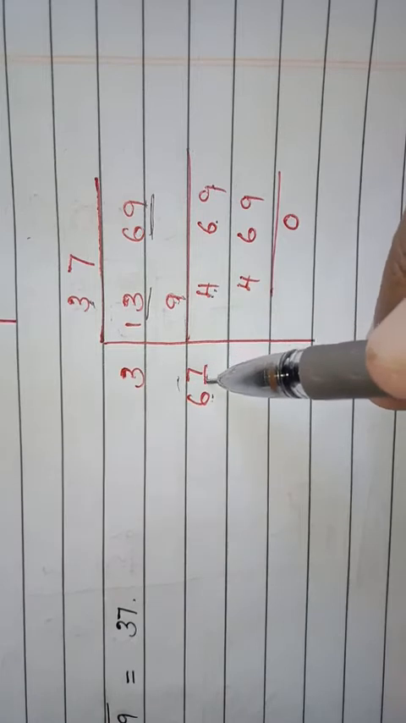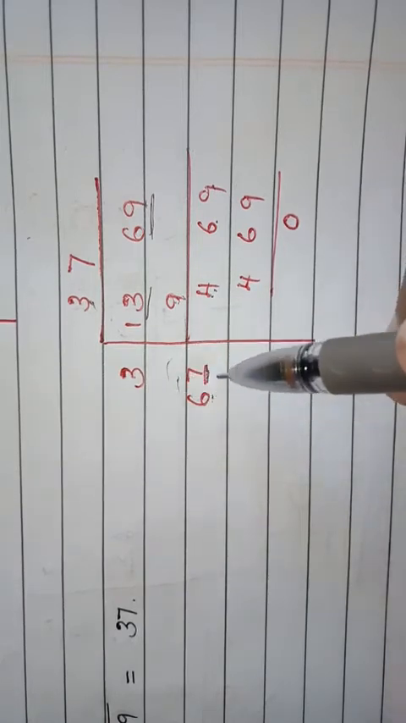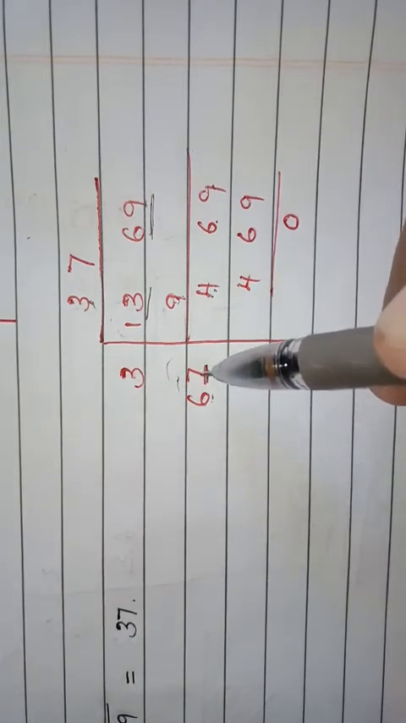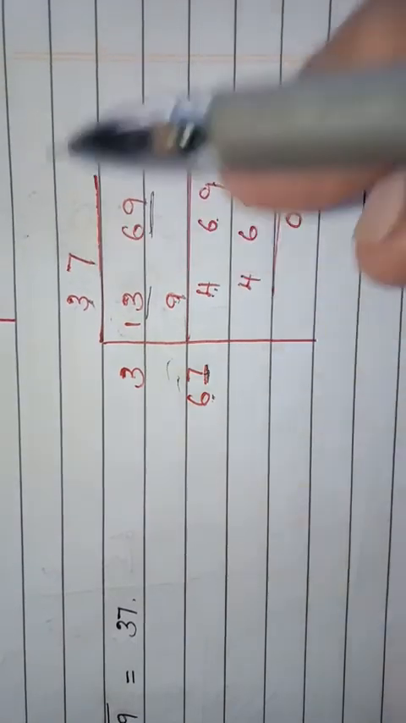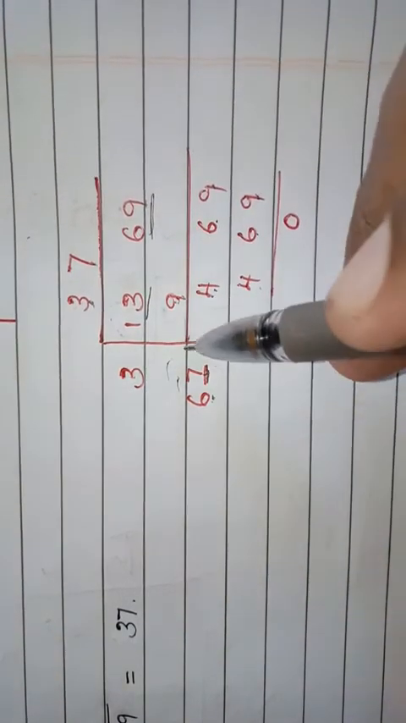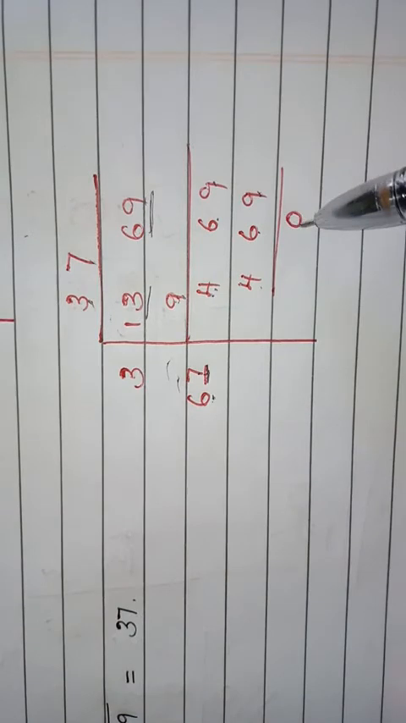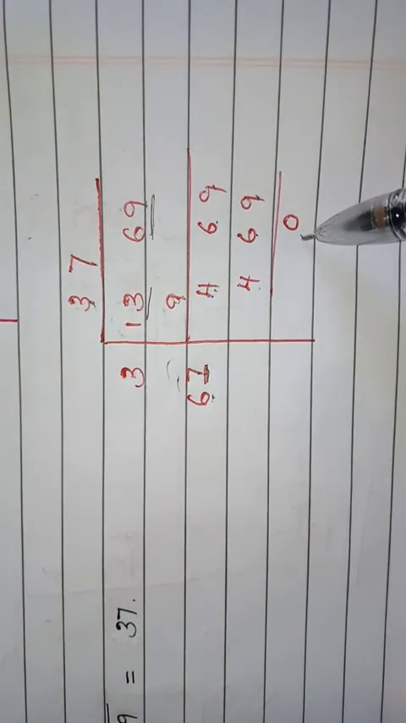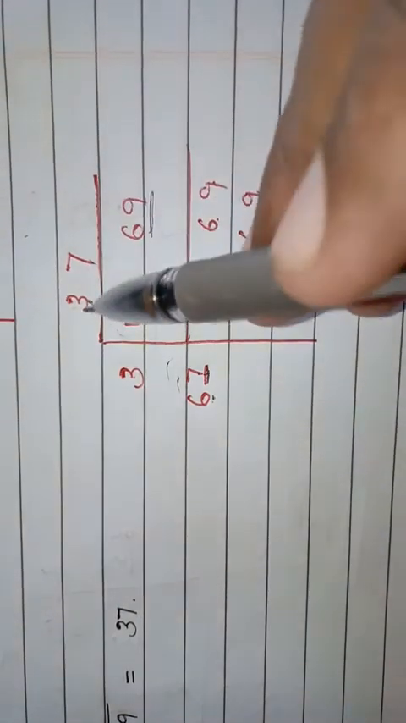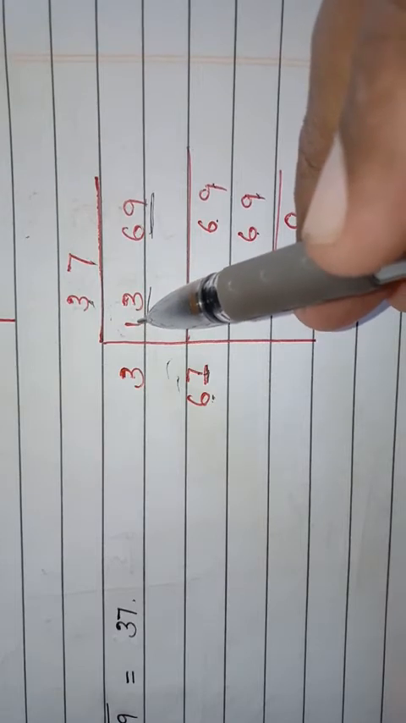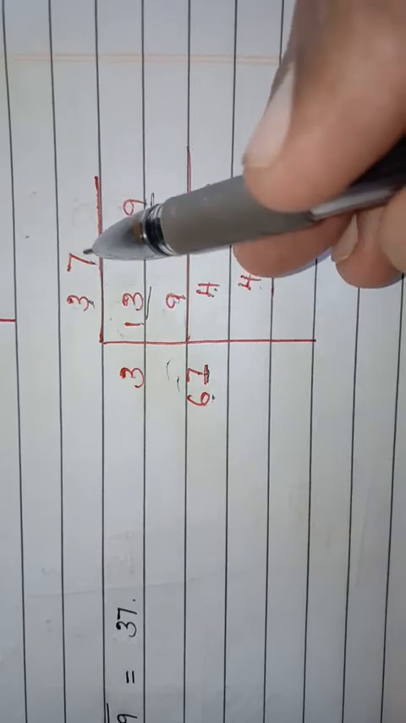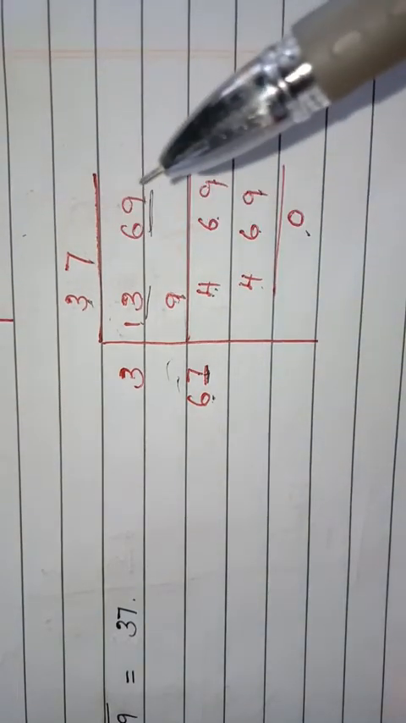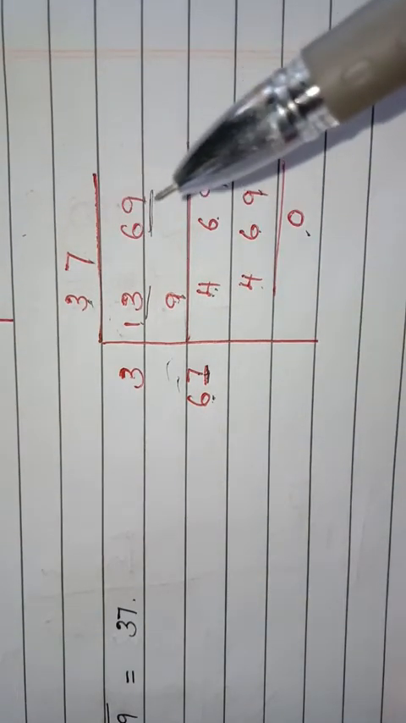Then to find the next digit, find a suitable number. By trying 1, 2, 3, we can find the suitable number which comes here. Then we can see that 67 multiplied by 7 is 469. So we write 7. Then the remainder is 0. Therefore we can say that the square root of 1369 is exactly 37. So this is the way we do long division.